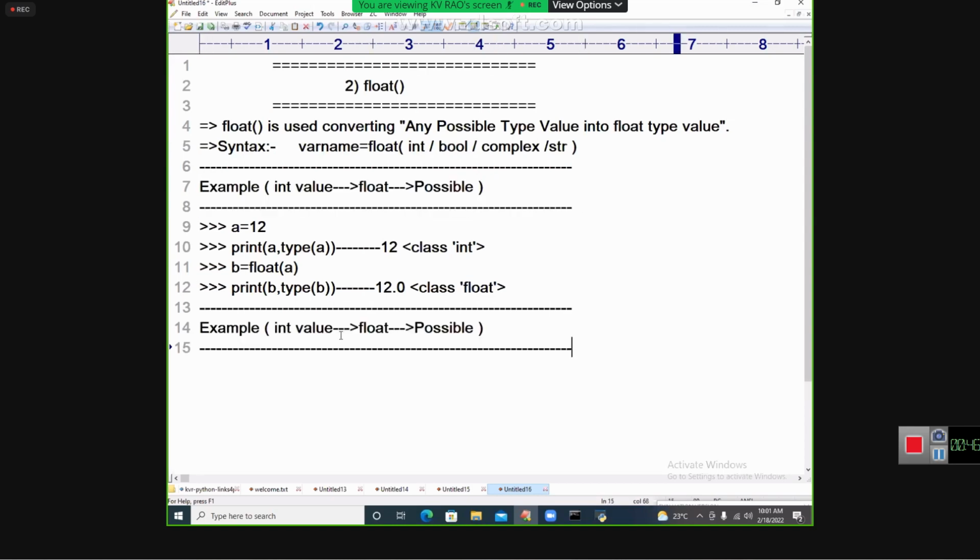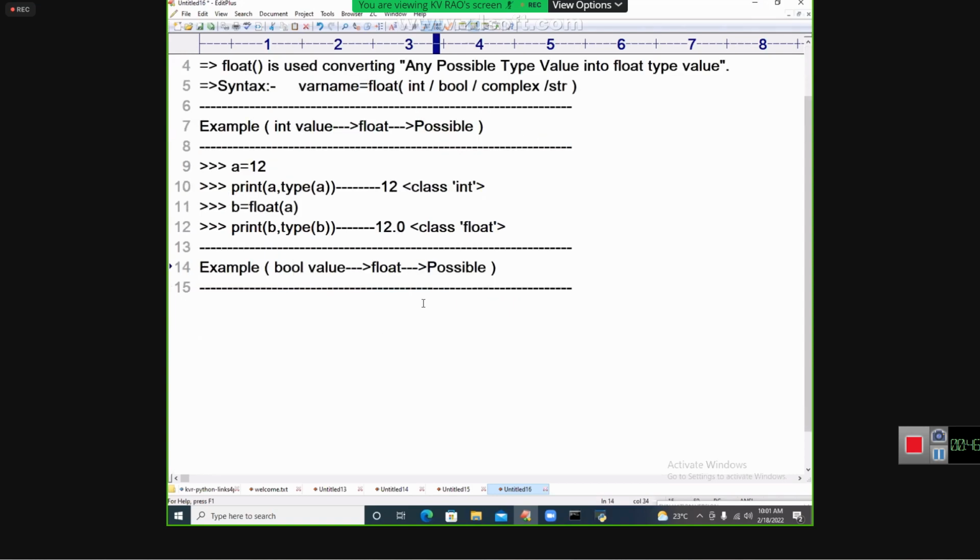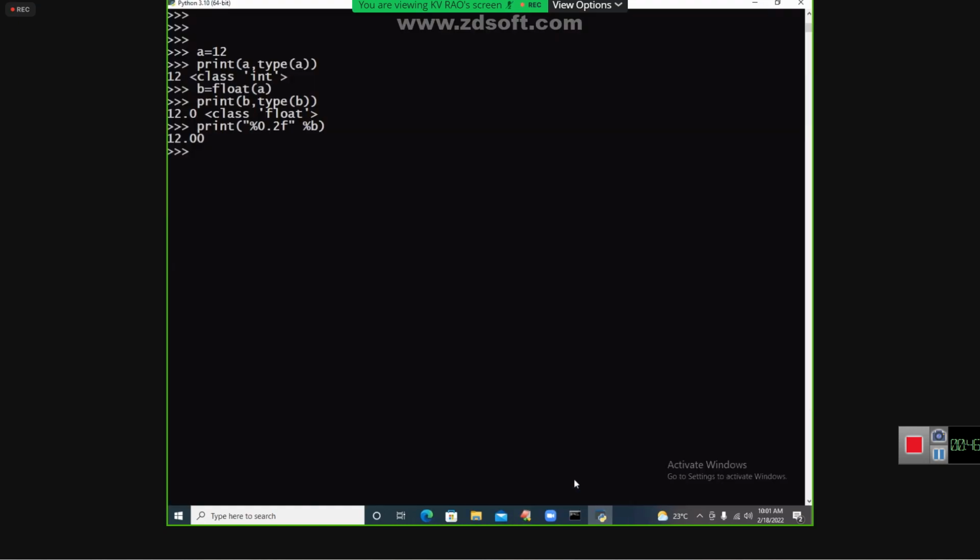So bool value is nothing but what? Here, what are the bool values you have? Logical values are there. Float, possible or not possible? Come on, quickly. It's possible. Go to the programming now.